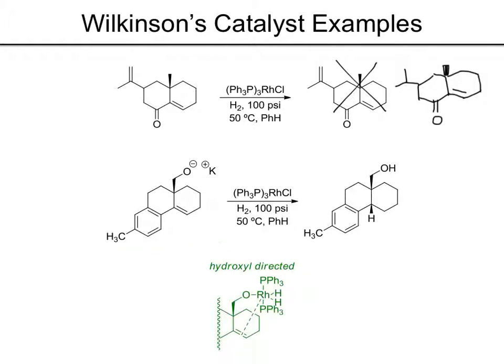In the second example, we started with the alcohol that we deprotonated with potassium hydride, and then this alkoxide coordinates to the rhodium in this fashion and directs the hydrogenation from the top face because the alcohol is on the top face. So this is an example where we've got hydroxyl-directed hydrogenation.